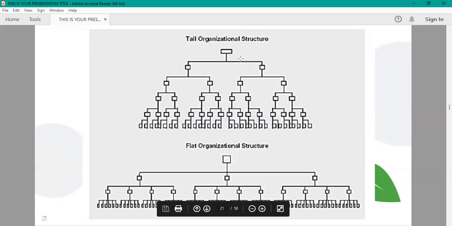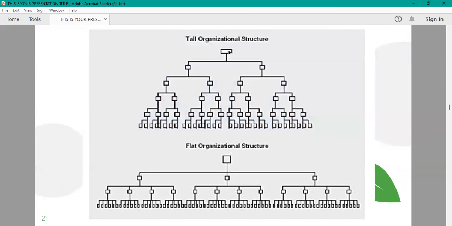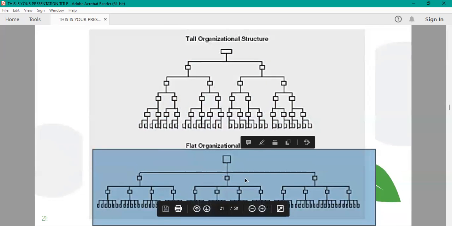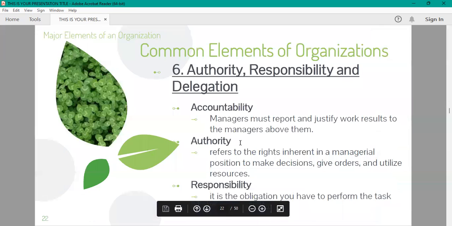Let's say for example, for a tall organization, the president has two general managers in each branch and so on. Compared to flat, like Luzon, Visayas, Mindanao, each has a director. After Luzon, Visayas, Mindanao, there are other cities under you.